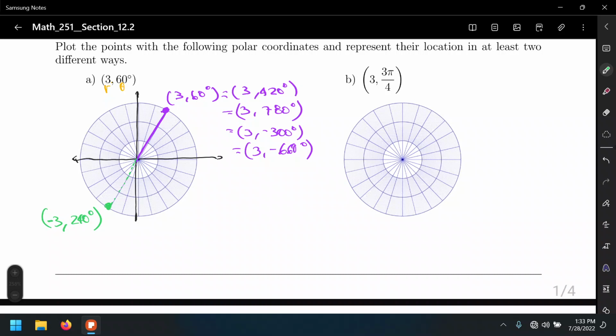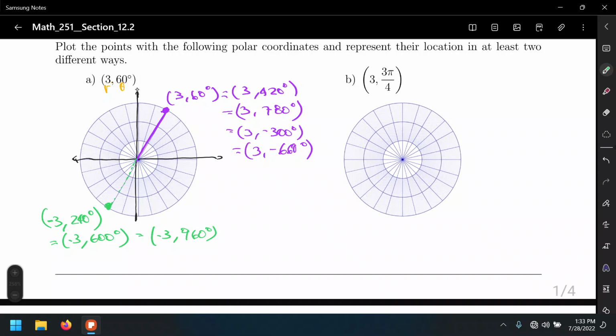All right. Now, can we represent this in infinitely many ways? Well, of course we can. So, for example, with negative 3, the radius remains the same. 240, let's go around one cycle, one turn. That means add 360. That's going to give us 600 degrees. And if we add another turn, add 360, that's 960. And well, let's not add too many.